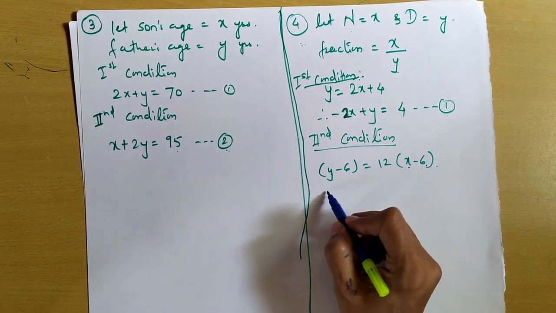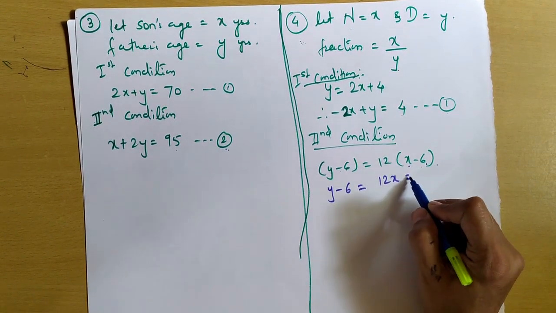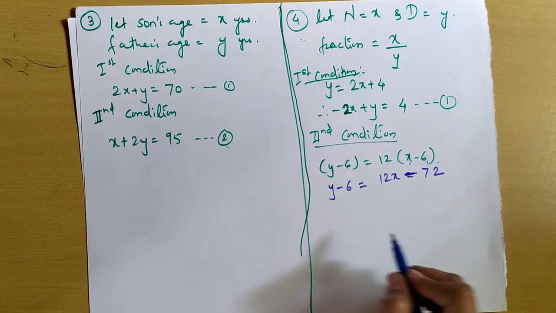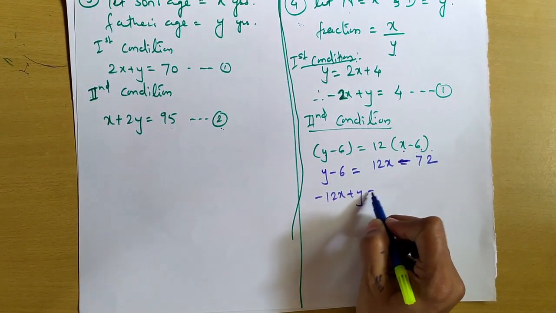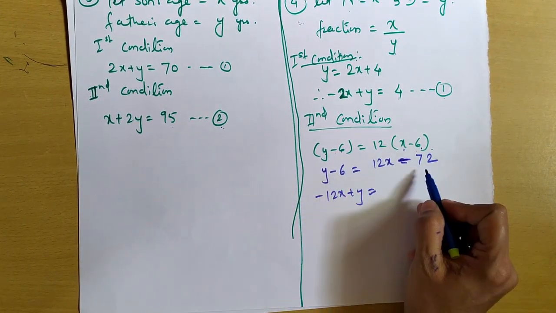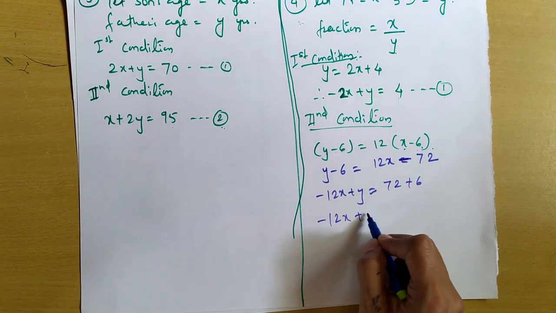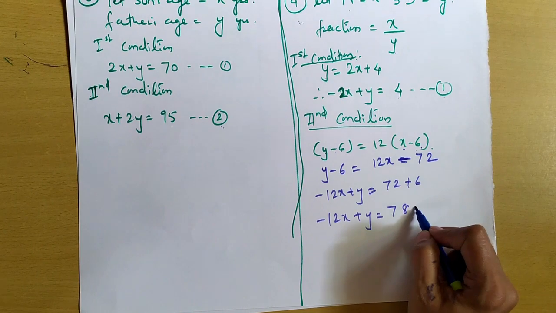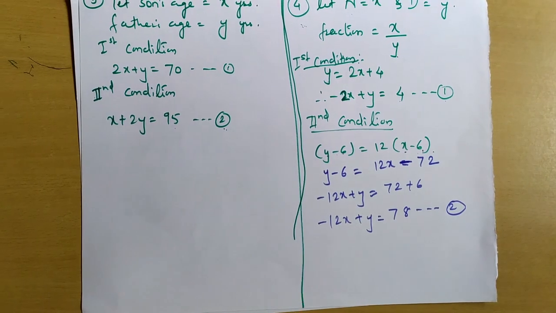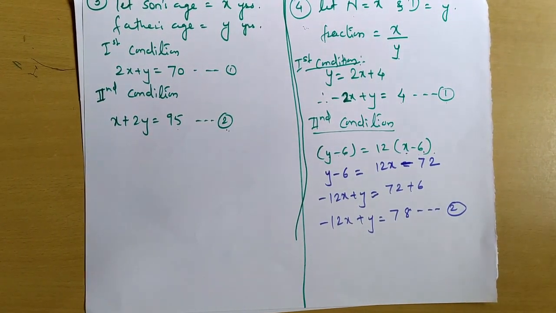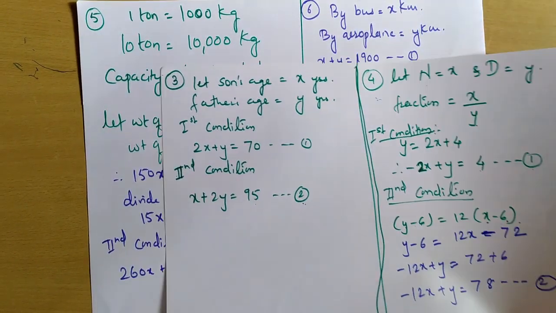So if you open the bracket, you will get y minus 6 is equal to 12x minus 72. Now transfer this 12x to this side, you will get minus 12x plus y is equal to, transfer minus 6 to this side, you will get 72 plus 6, minus 12x plus y is equal to 78. Equation number second. Now solve the first equation and second equation simultaneously by the equating the coefficient method to get the values of numerator and denominator, that is x and y.